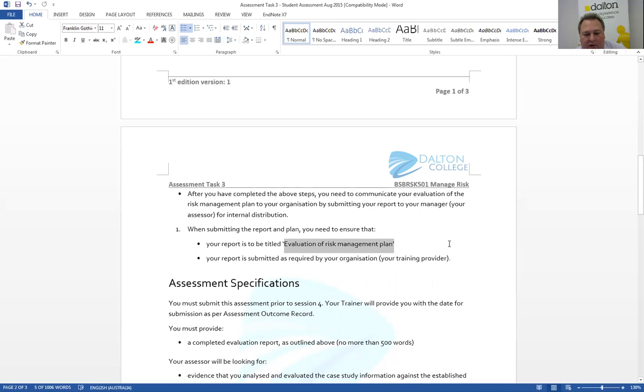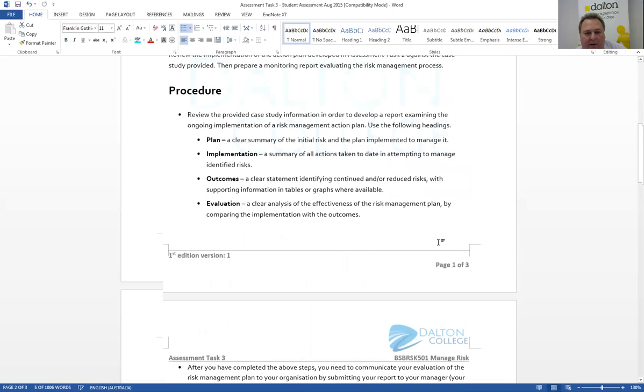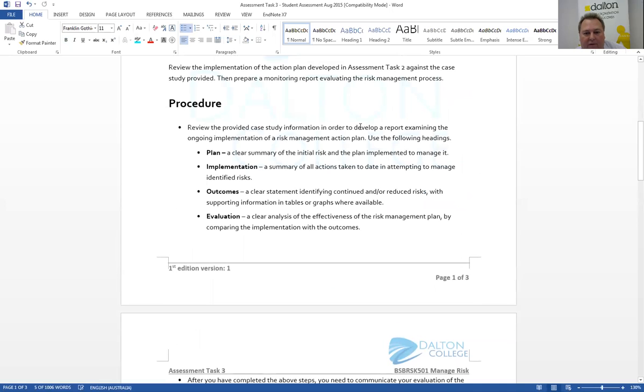So let's just quickly go up here. So there's some information I need for my implementation of a risk management plan, action plan. So I need to list the plan, implementation, outcomes, evaluation. So let's go back and have a look at one that I did earlier, and I'll show you what that should look like.